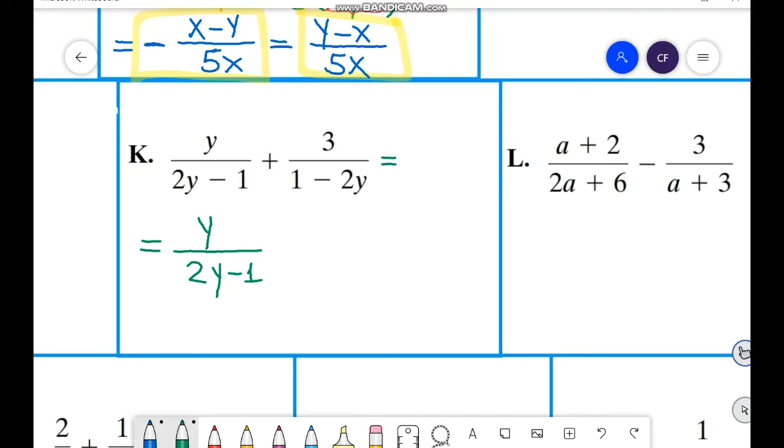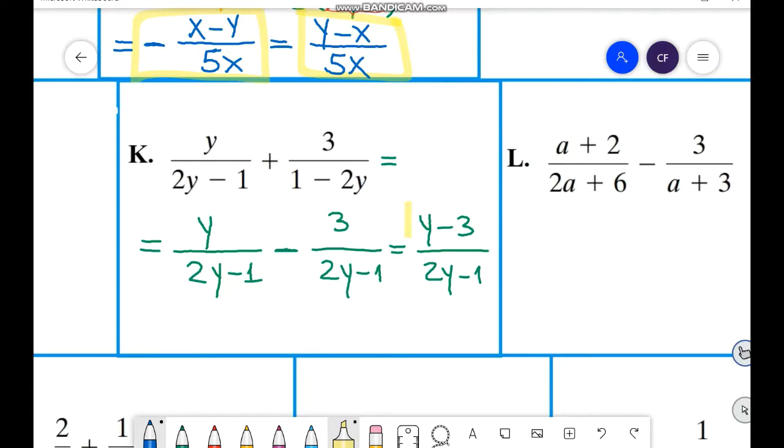You can factor out negative 1. And then you're going to have negative instead of positive 3 over 2y minus 1. Right? You have the same denominator, 2y minus 1. And on the numerator, you have y minus 3. That is the right answer. Cool?